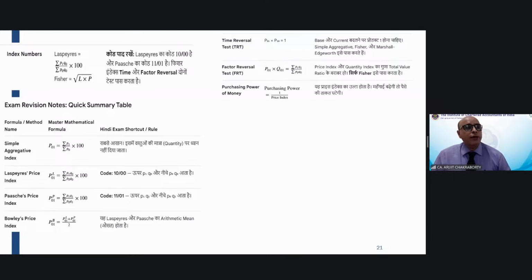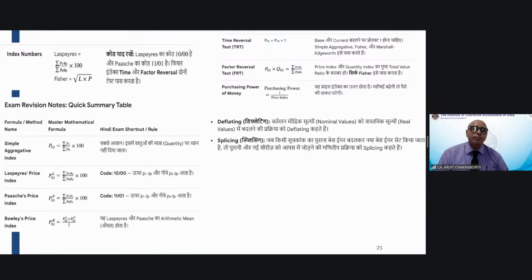Time reversal test we have seen P01 into P10 should be equal to 1, जो Fisher's index पार कर लेता है. Factor reversal test is we have seen that the product of the price index and the quantity index should give you the corresponding value index. ये भी Fisher's index comfortably passes this test. And finally, purchasing power of money is inverse, 1 by price index. Deflating also we have done.